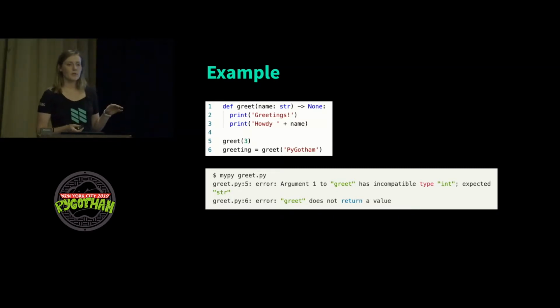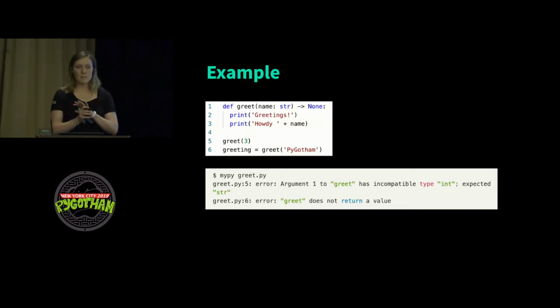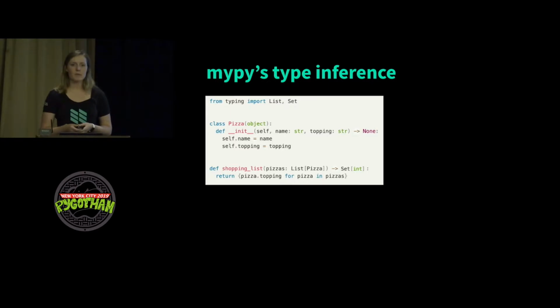It's also important to note that these errors are coming from where we're calling greet. So Mypy, before running any code, comes in and looks at what you've typed and can tell you if there are any errors in that. Mypy also does some helpful type inference for objects. It can infer the types of an object's attributes based on the types of the arguments to the constructor. So for example, the argument topping is a string, and Mypy can infer that the attribute topping will also be a string.